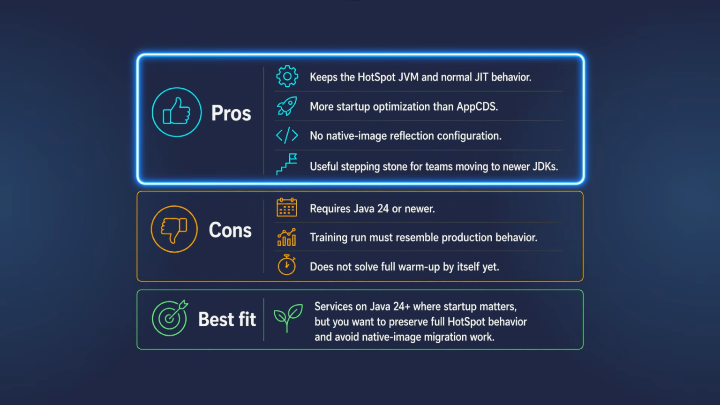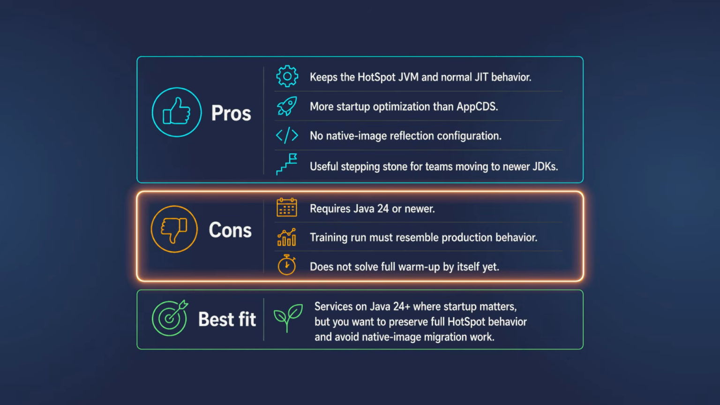Its benefit is that it keeps the normal HotSpot JVM and JIT behavior. It doesn't require any code refactoring. It doesn't require any reflection configuration like with native image. And it's a promising solution for teams starting to use newer JDKs and that want to take advantage of Project Leyden, so they can start gradually and then work on that as the project gets introduced into the OpenJDK instead of jumping onto it somewhere in the future Java versions from scratch.